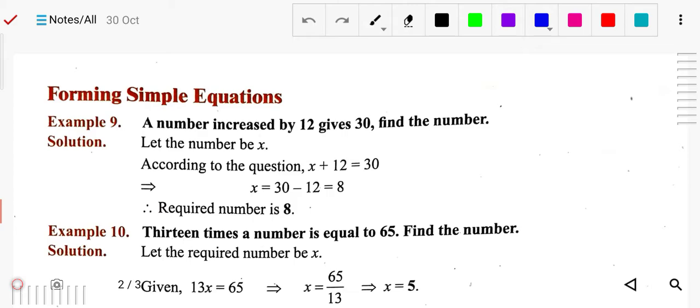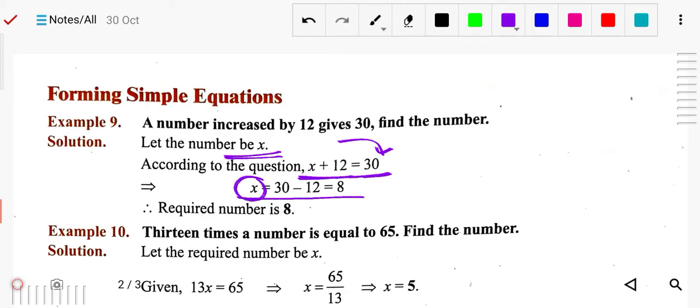Find the number. Here we just assume a particular number is x, and according to the question we have to increase this number by 12, meaning x plus 12, and then its value will be 30. Then we find the value of x by transposing the same terms to either the left side or the right side.